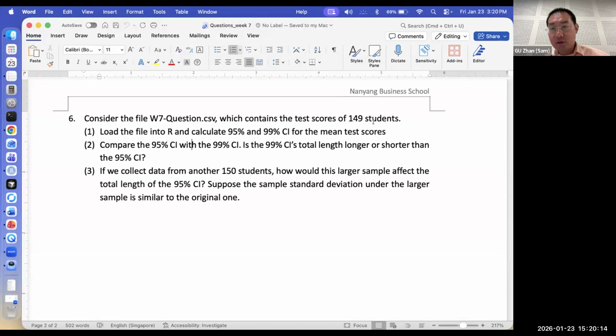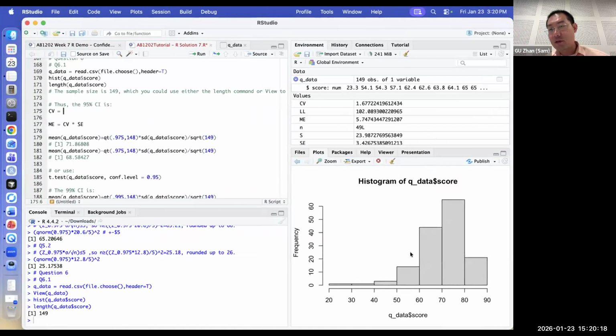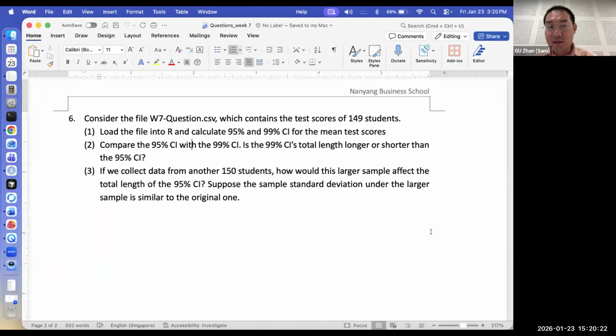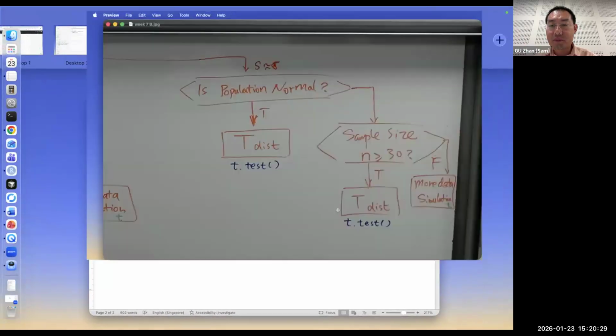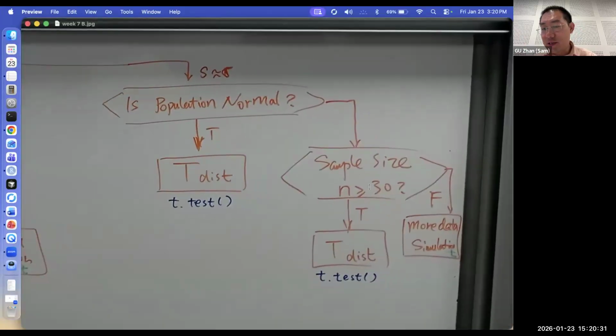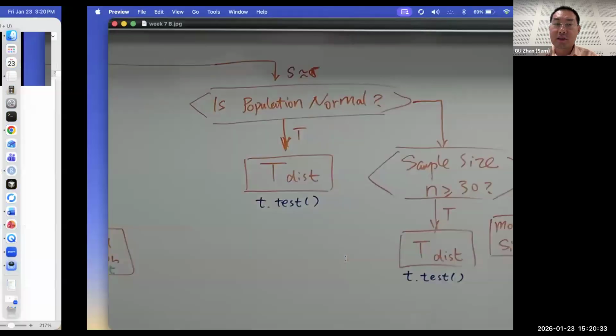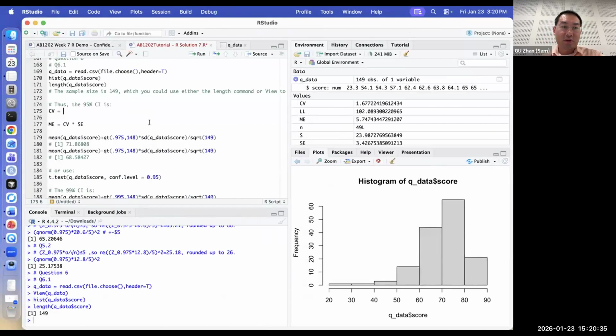Population standard deviation not known. Then you go there: is the population normally distributed? Actually, it's not. Even without viewing it, the question didn't tell you, so it is assumed to be not normal. If it's not normal, is the sample size greater than 30? Yes, 149 is greater than 30, so use the t distribution.